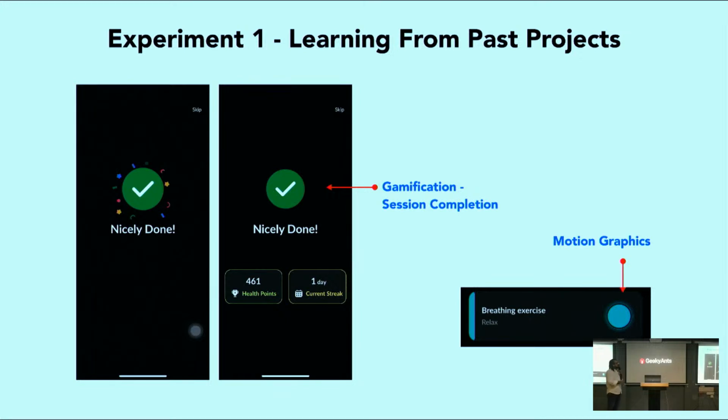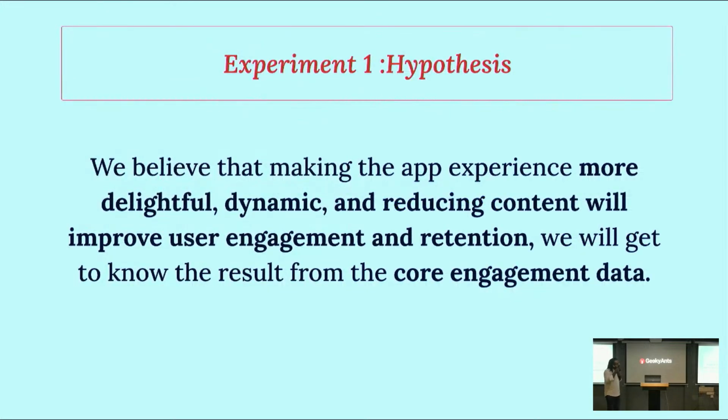From this previous experience, we came up with a hypothesis. To do any experiment, you need to have a hypothesis. Our hypothesis was, we believe that making the app experience more delightful, dynamic, and reducing content will improve user engagement and retention. We were having a long scroll, and we wanted to reduce the number of widgets. We would get to know the results from the core engagement data. That was our hypothesis, and we went with it and did some redesign.